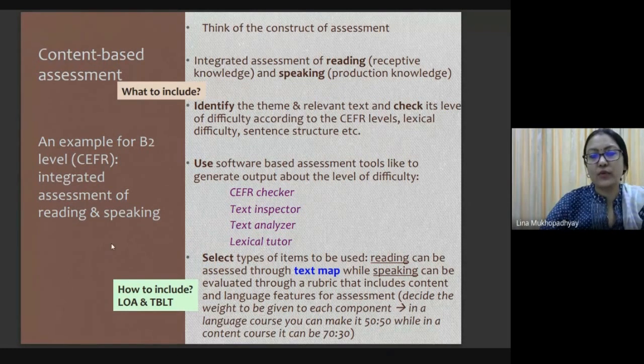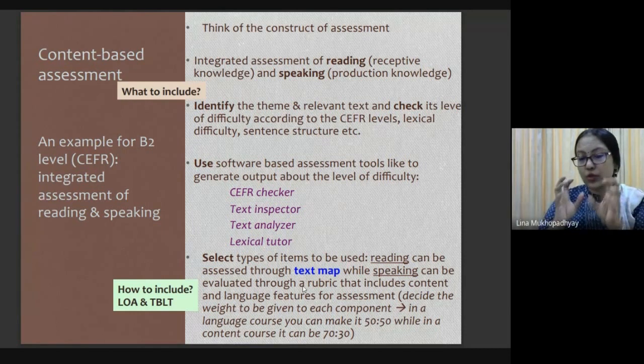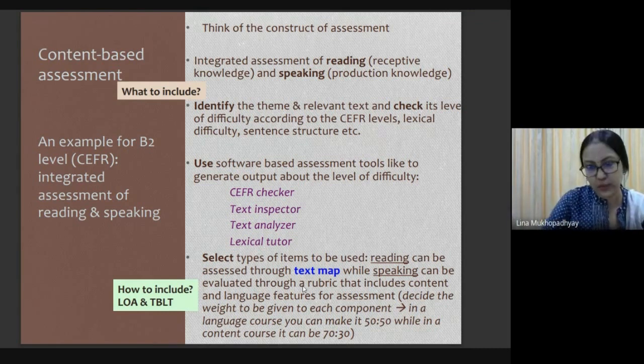So this is how we will be ensuring that we are using learning-oriented assessment and the features of TBLT, because our choice of items are in the format of tasks. They are not in isolated items like fixed response or limited response.